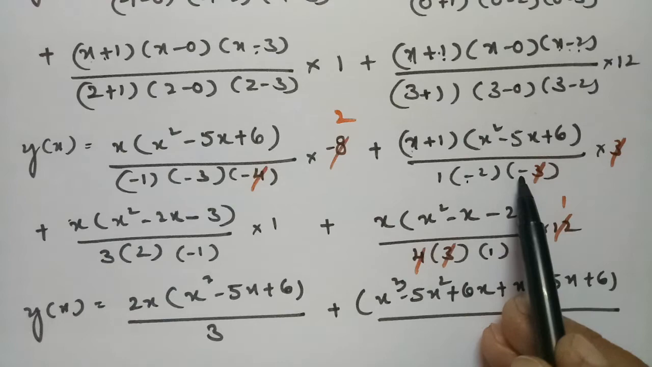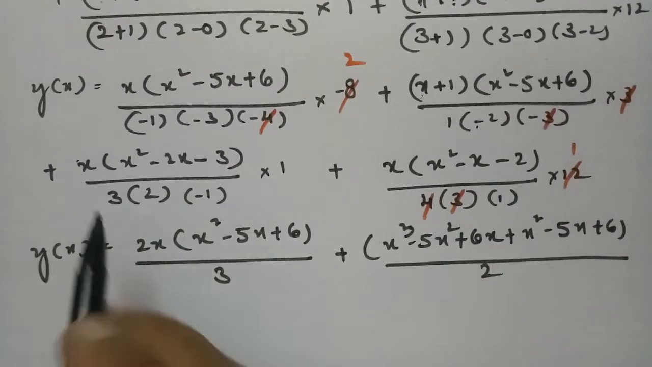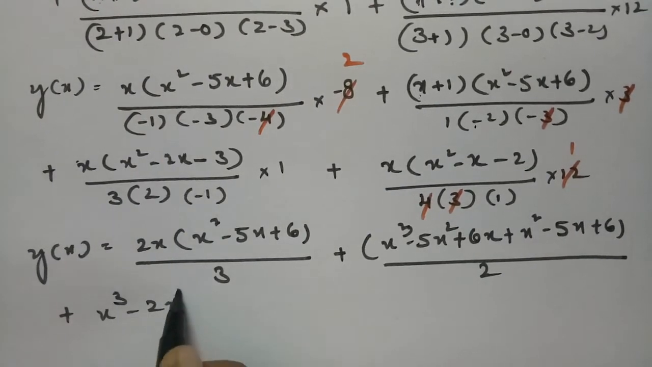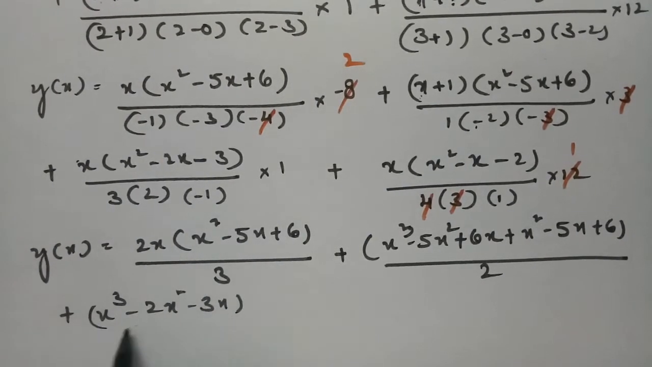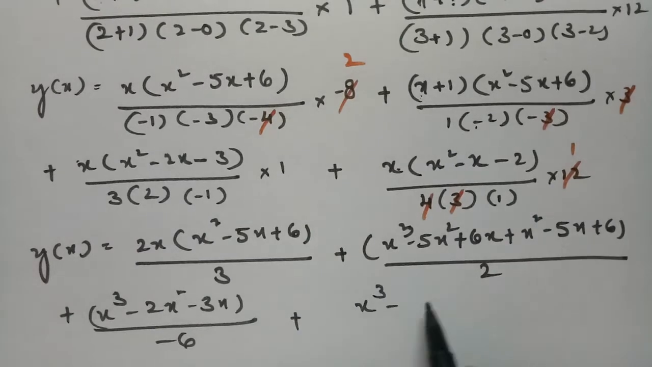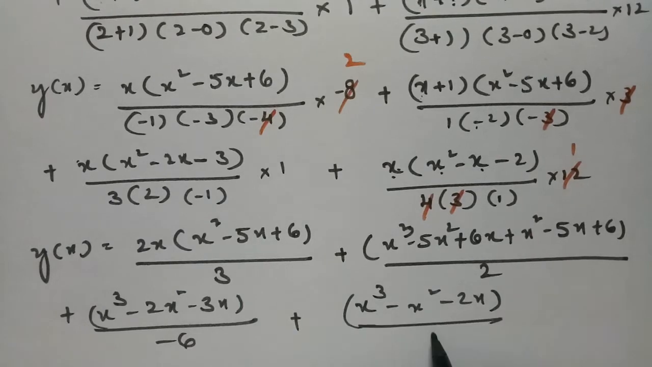see here, minus into minus is plus, and what remained here is 2. And if I multiply this with x, this will be x cube minus 2x square minus 3x, divided by, so this value is minus 6. So here if I multiply with x, this is x cube minus x square, so this is minus 2x, divided by 1.